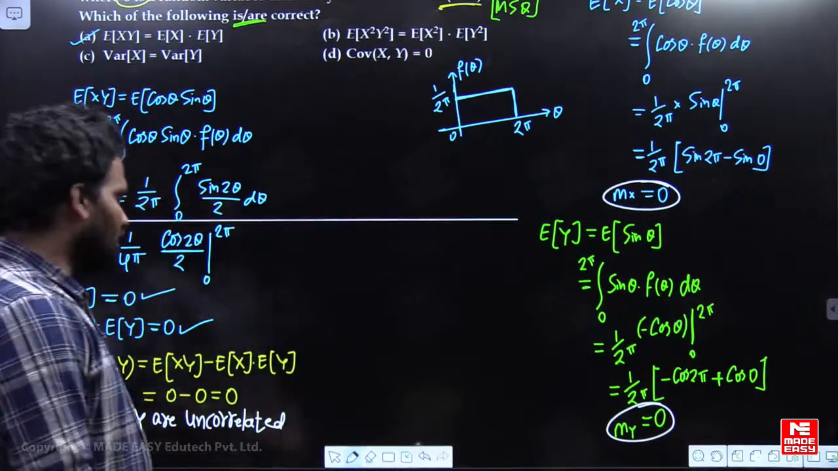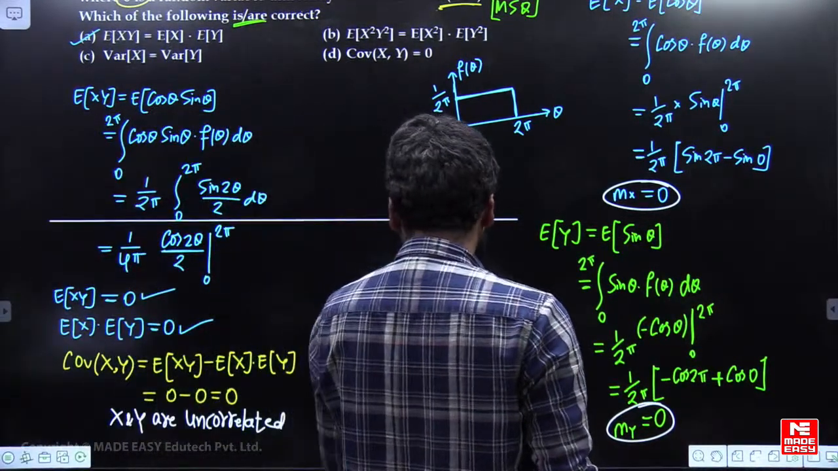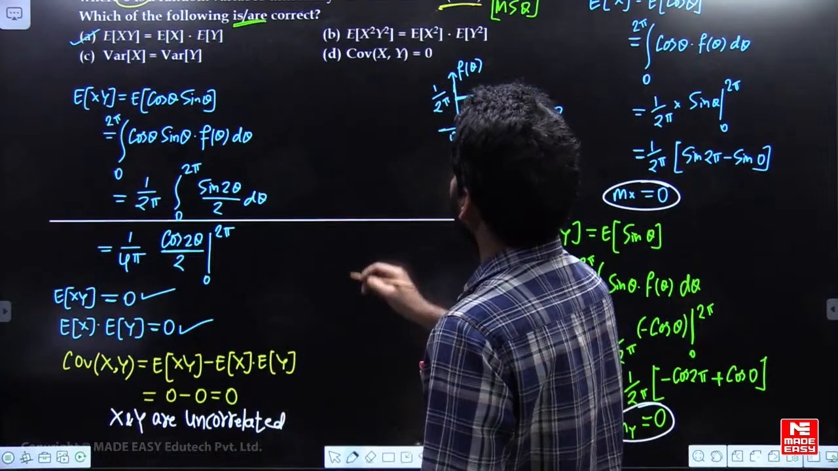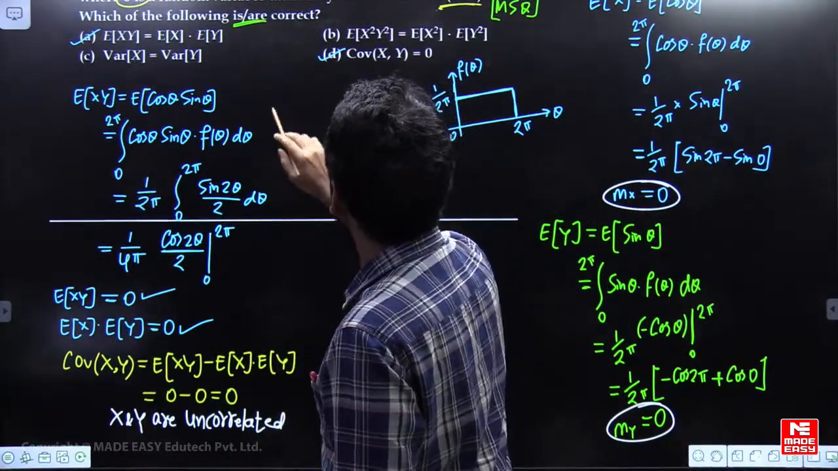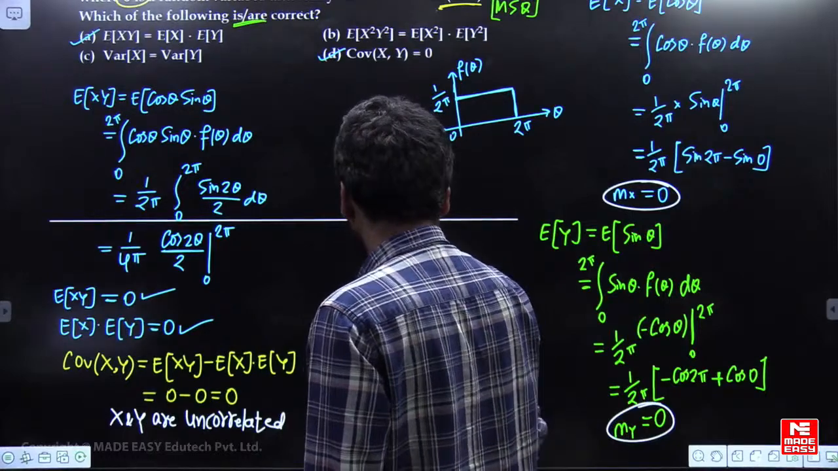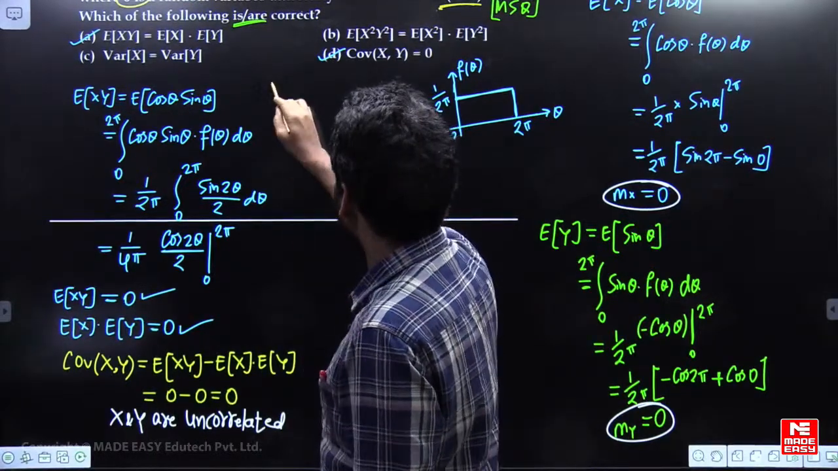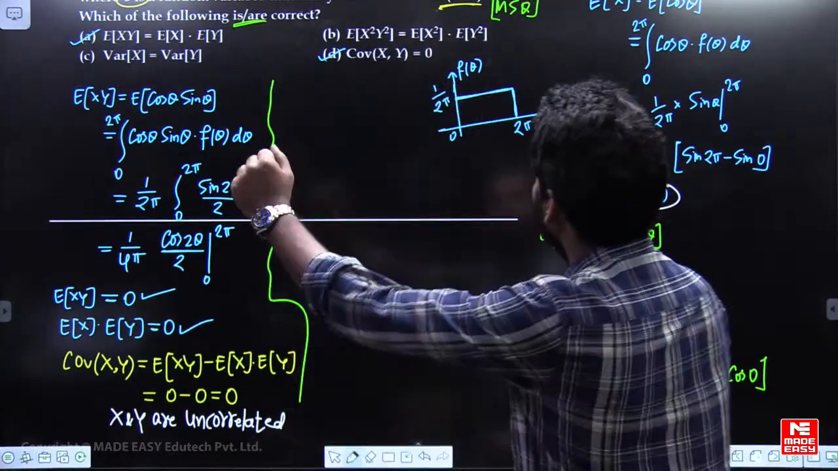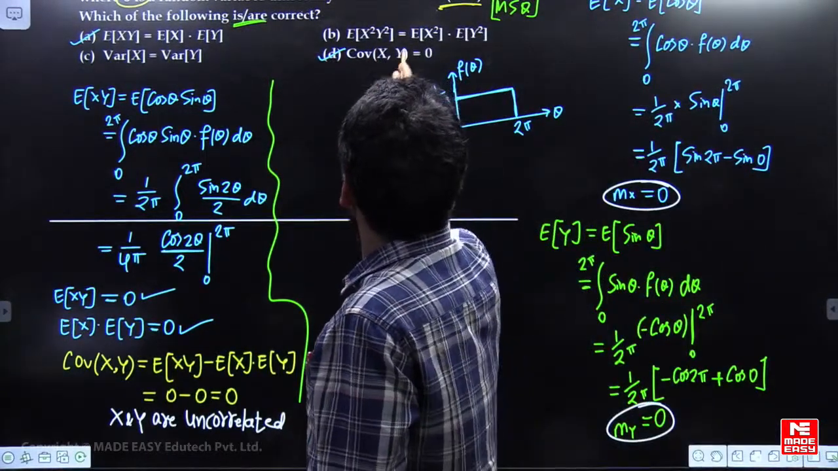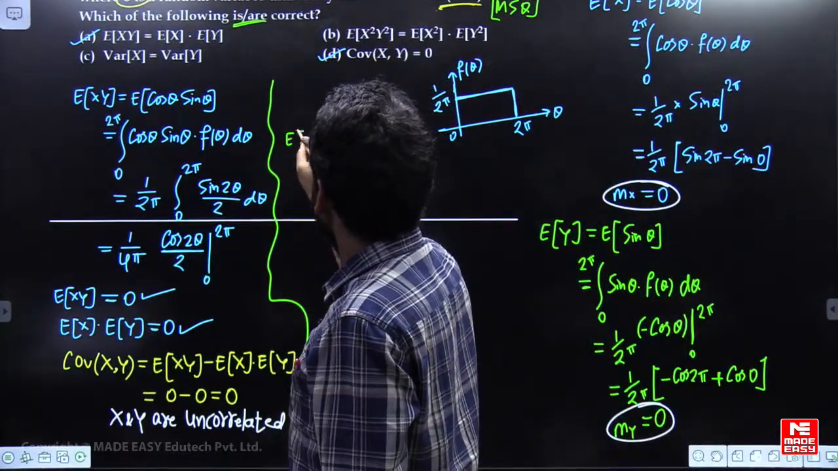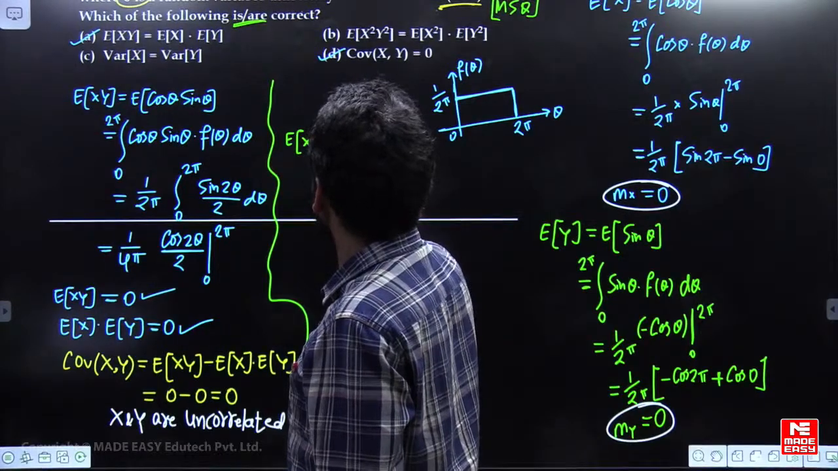Something extra is given here. Now what about this? This is also 0, covariance is 0. Let's check the validity of options B and C. So first, let's find the expectation of x square.